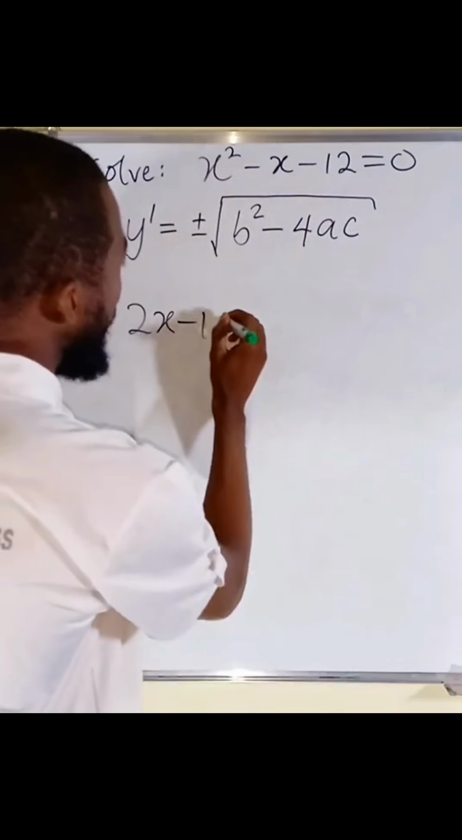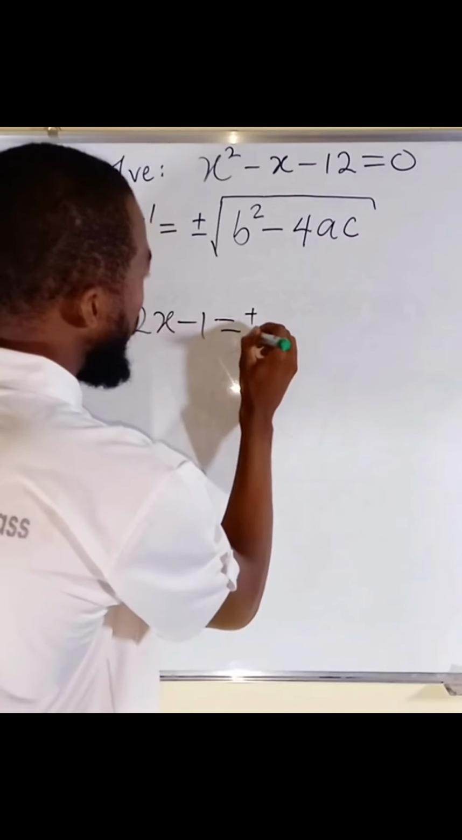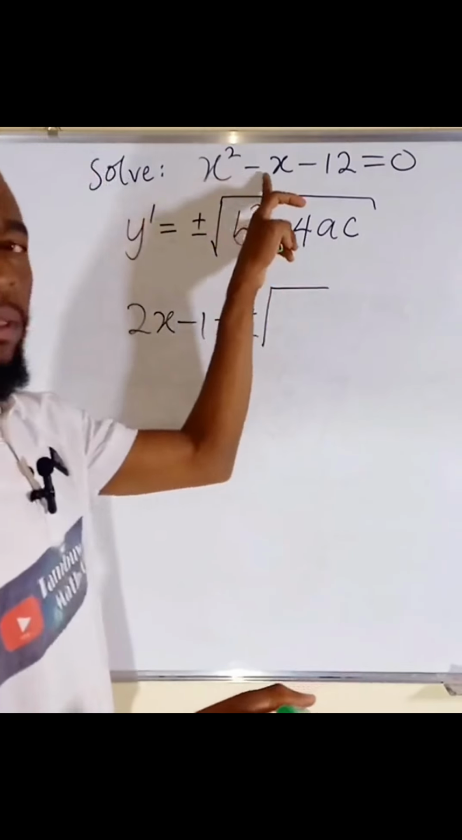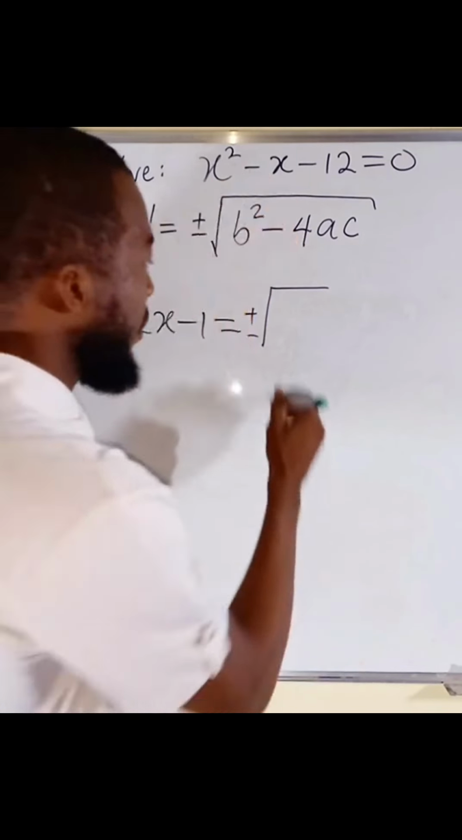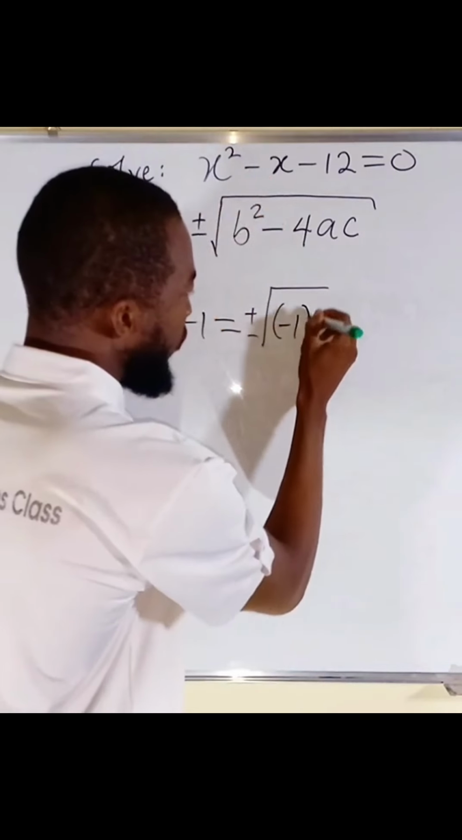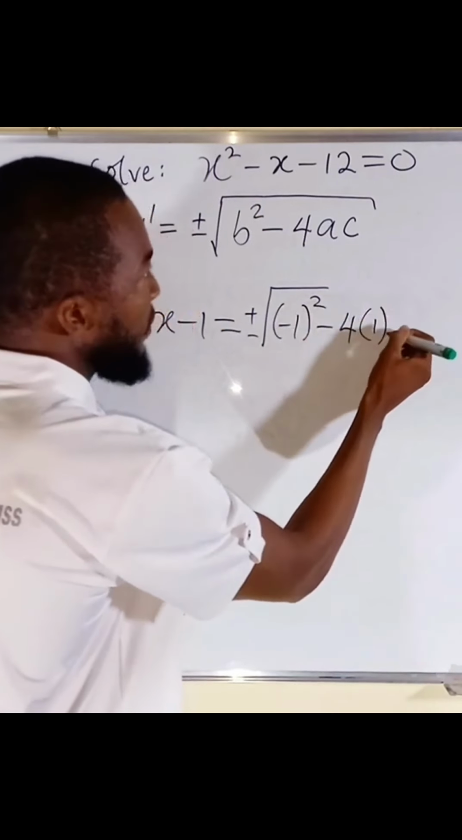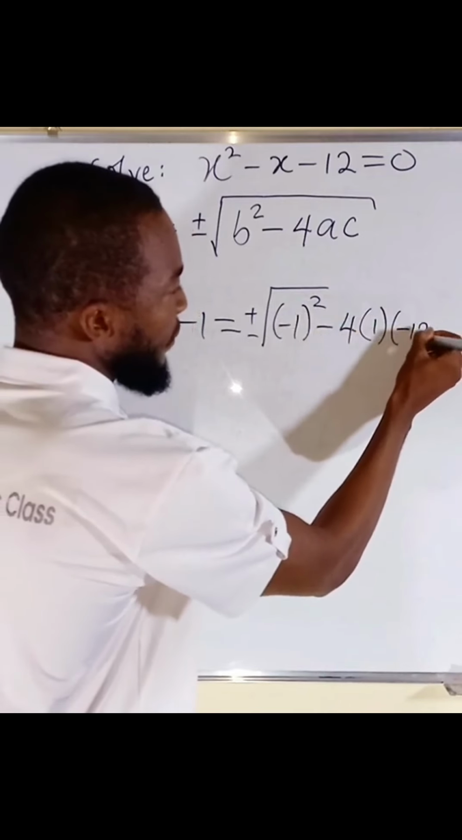We forget about it. So this is equal to plus or minus the square root of b squared. The coefficient of x is -1. -1 all squared minus 4. A is 1. C is -12.